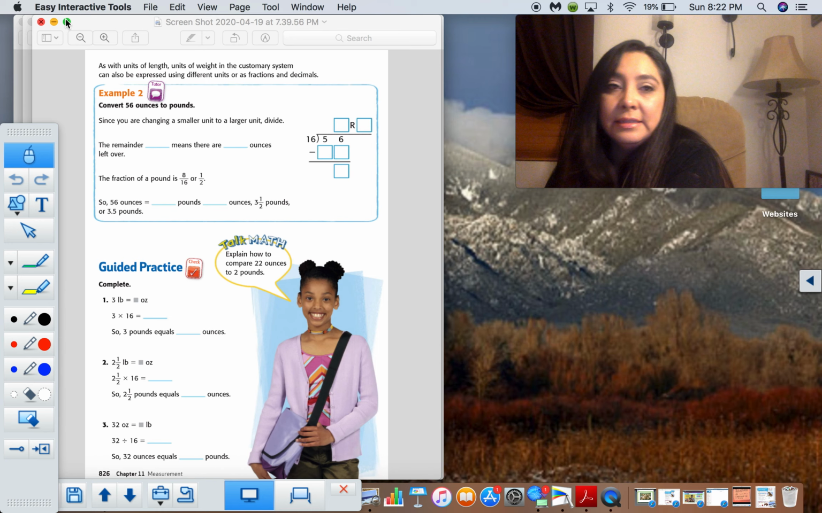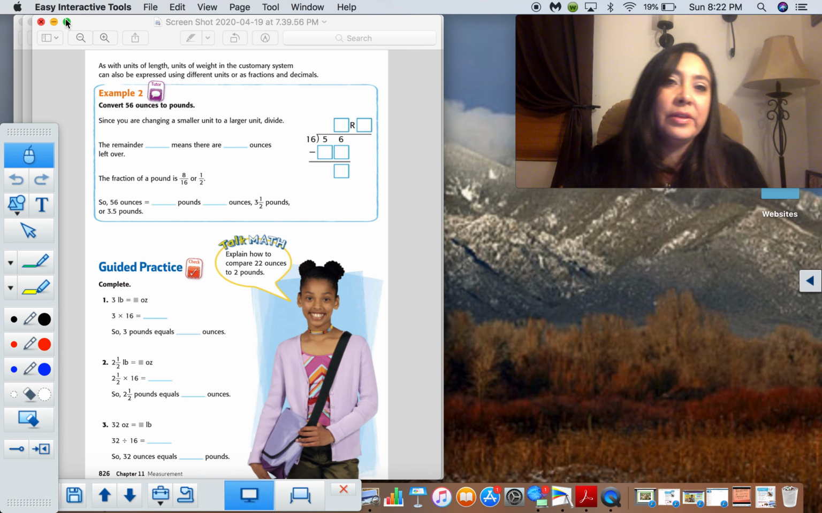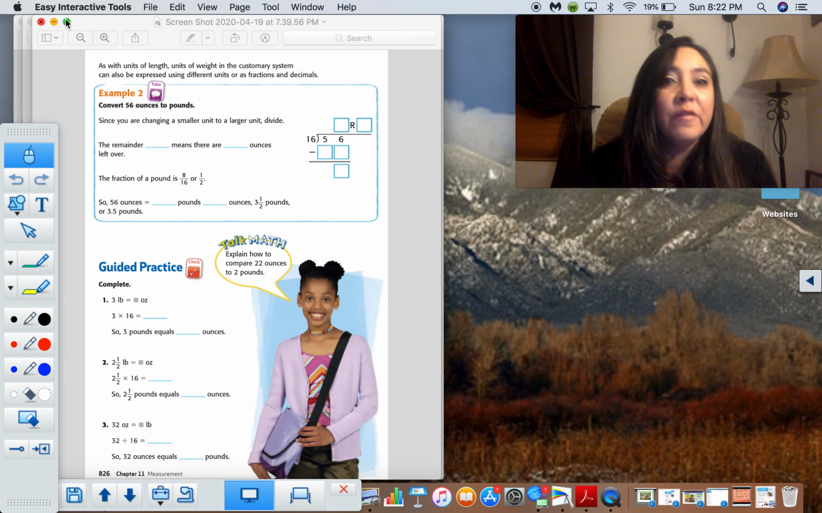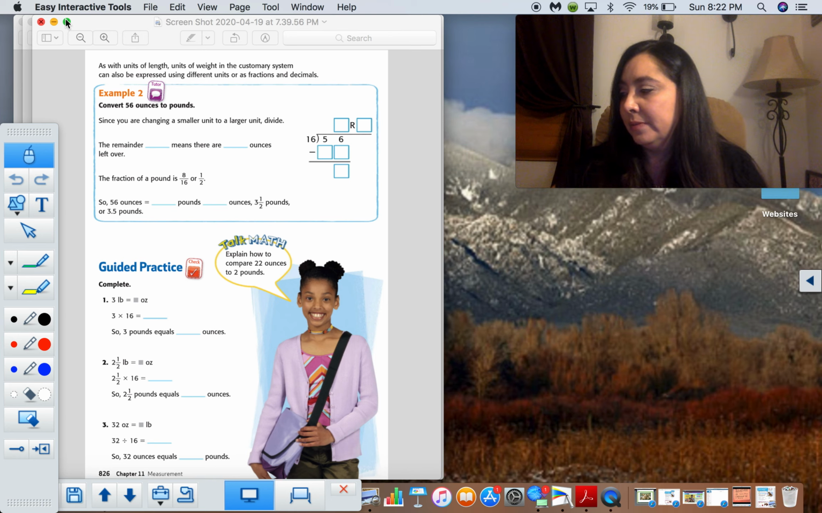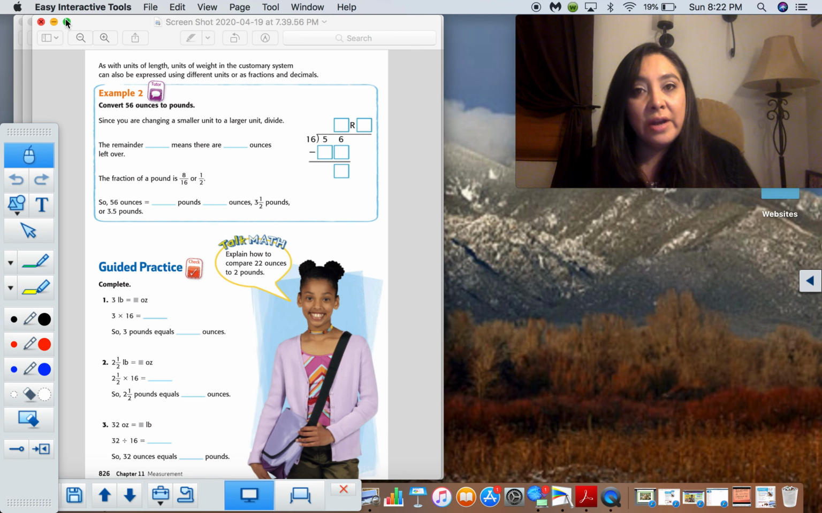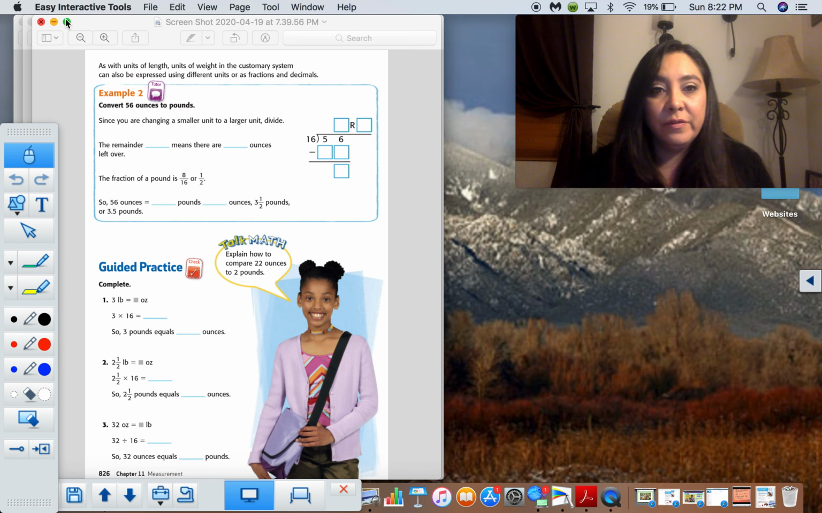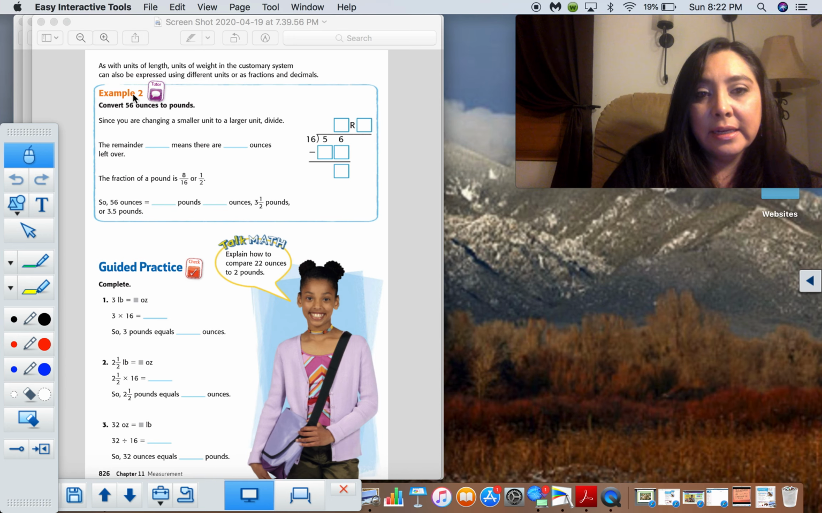Let's read with me at the top of the page. As with units of length, units of weight in the customary system can also be expressed using different units or as fractions and decimals. So some of our answers will be in the form of a fraction. Some will be in the form of a decimal. Let's look at example number 2.